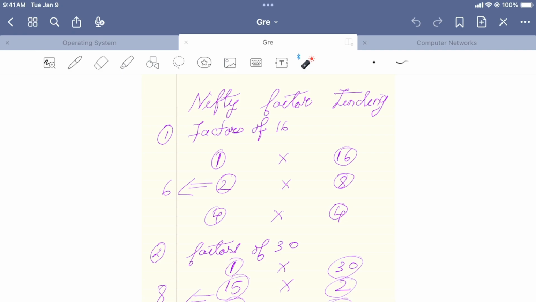How to find the factors of a number? This is very easy. First, suppose you want to find the factors of 16. First we write 1 times 16, that is the maximum number that is possible, and then we keep on decreasing the interval until we have all of them.